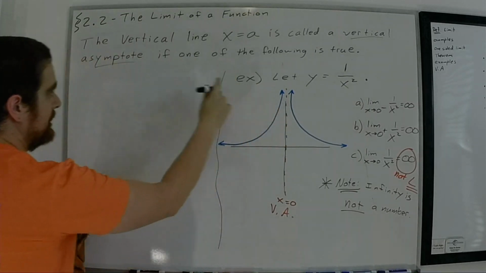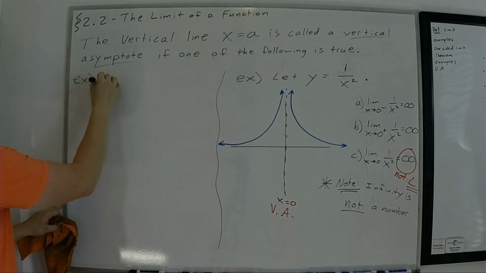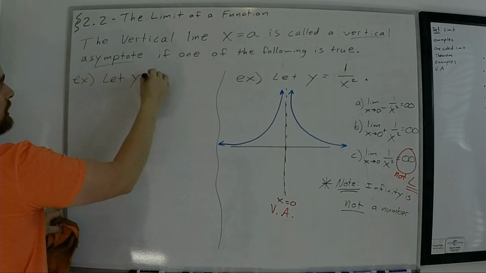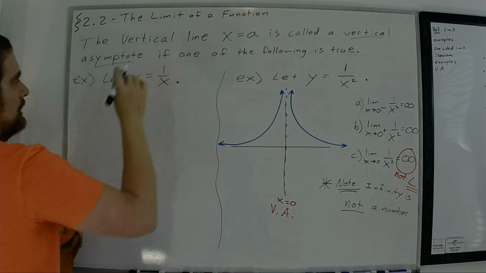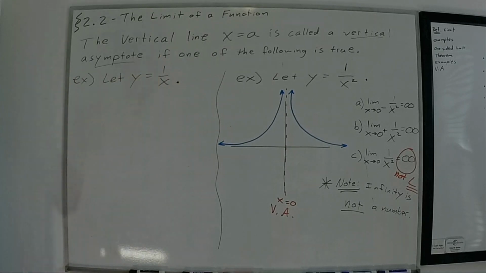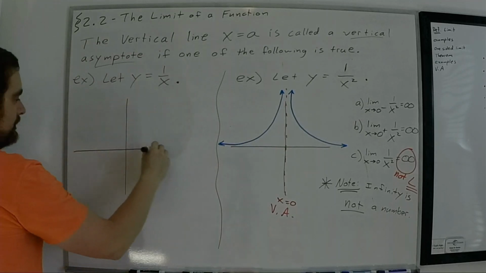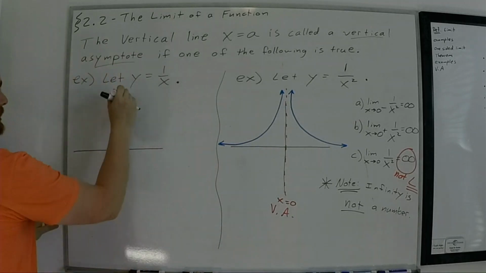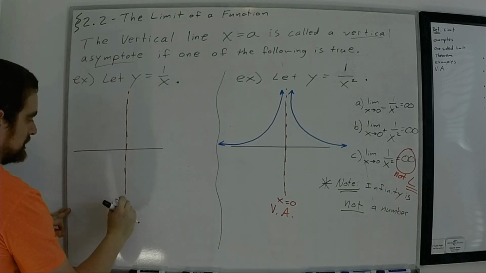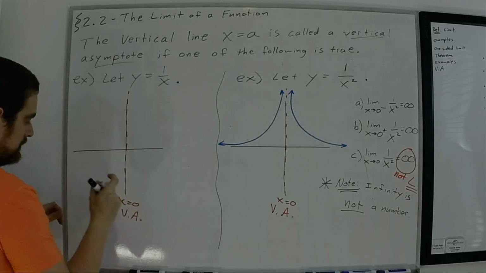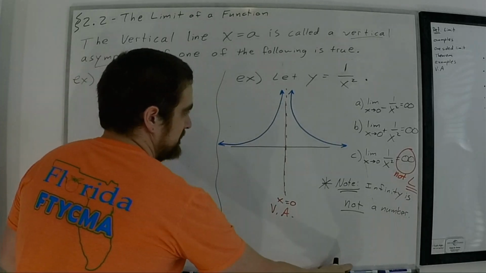And I'm going to leave that up there. Let's compare this function, y equals 1 over x, without the square in the denominator. Here we go. Quick graph. Same problem happens. Vertical asymptote at x equals 0. But this is what the function looks like.